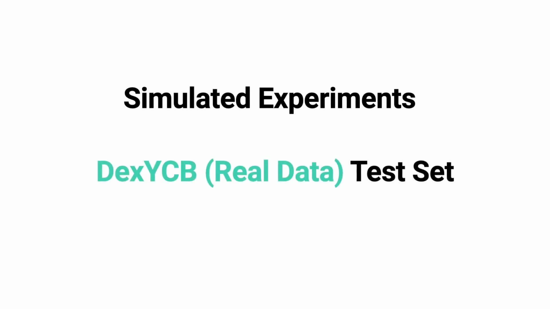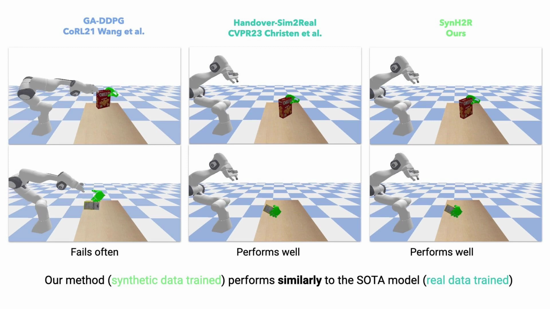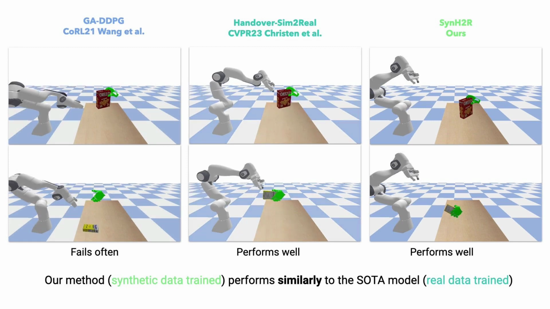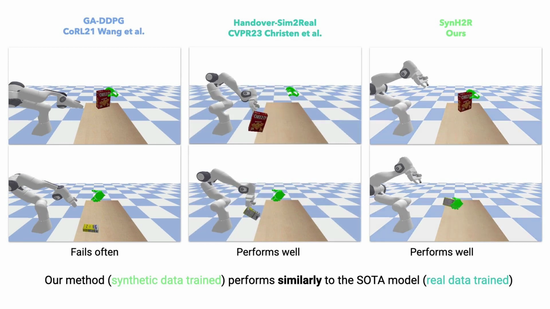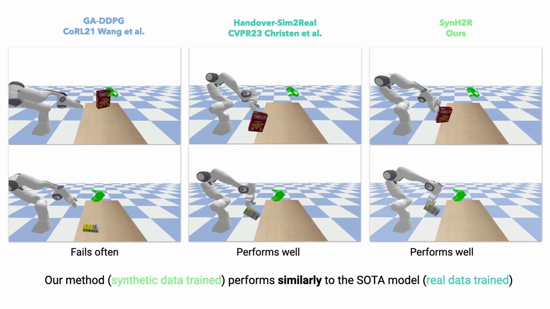We first compare our method to baselines in simulation using real human motion data. We find that the GADDPG baseline often fails to solve the task. The other baseline performs well in this setting because it has seen the objects during training. Our method, which has not seen these objects during training, performs on par.